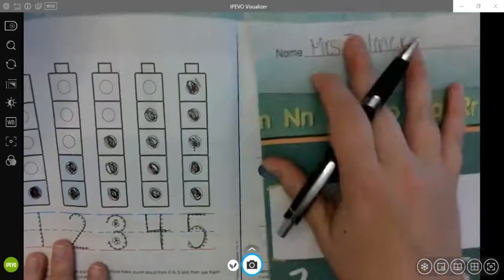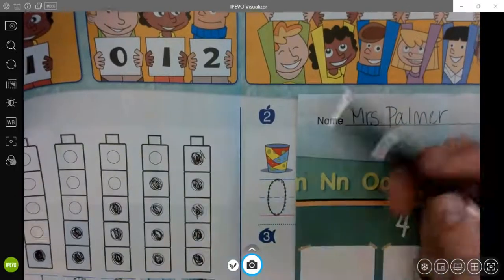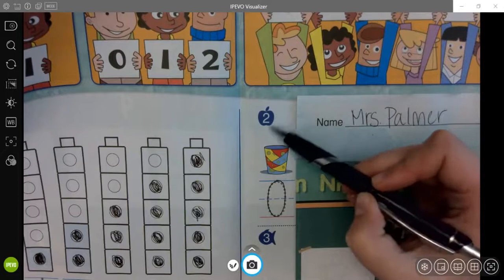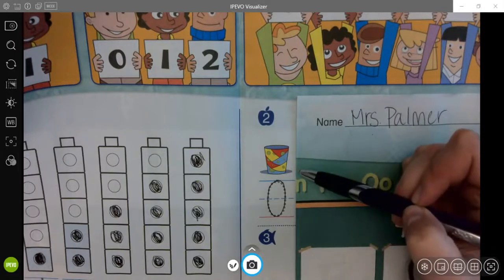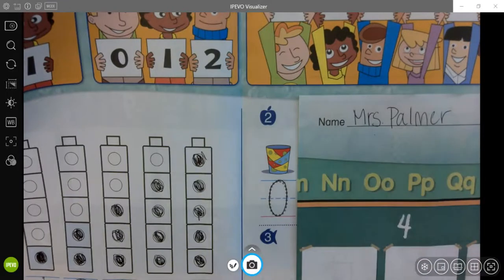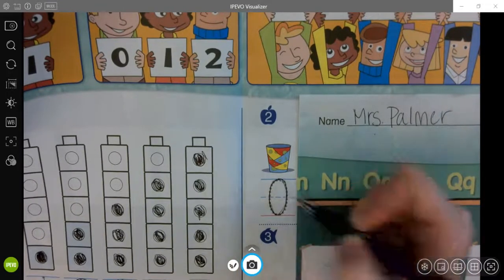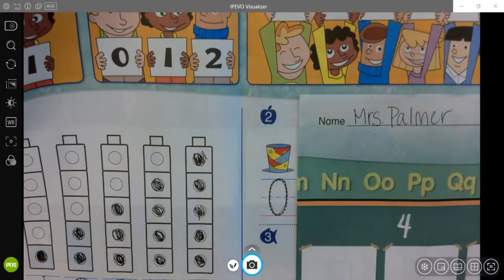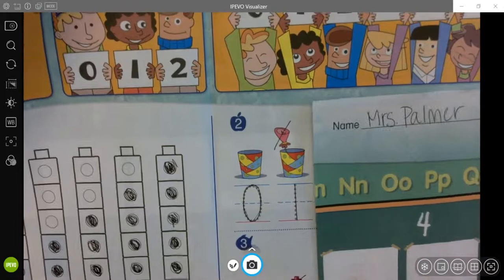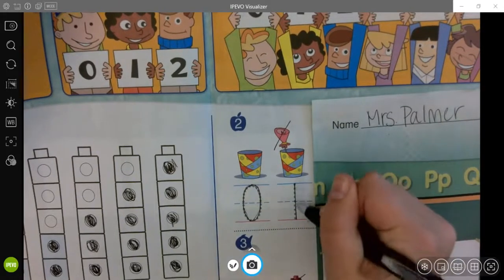Now, for number 2, we need to see how many flowers are in our cup. Do we have any flowers in our cup? No, so there's nothing to count. So if we have nothing to count, it is 0. So we practice writing the number 0. The next one, how many flowers are in my cup? 1. So we have to practice writing the number 1.